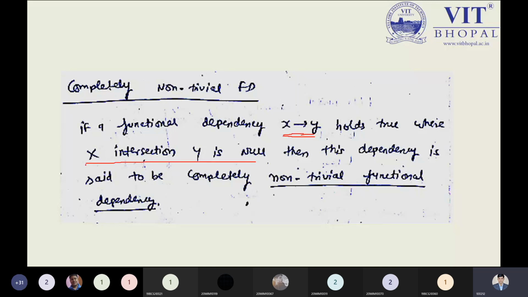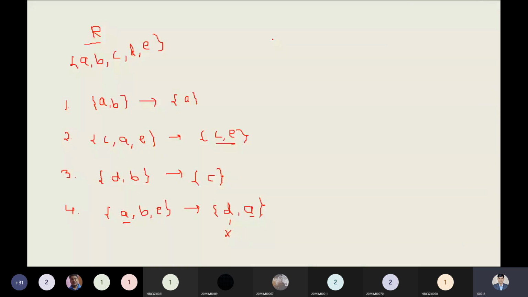So if you apply some operation, and after applying the intersection operation we find that X intersection Y is null, then we can say we have the completely non-trivial functional dependency. So in the fourth example, what we are getting is the partial non-trivial functional dependency. That is the point you have to keep in mind.